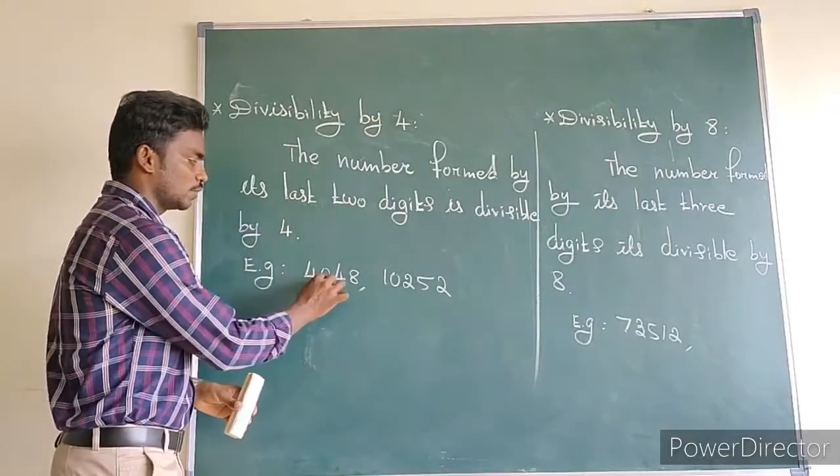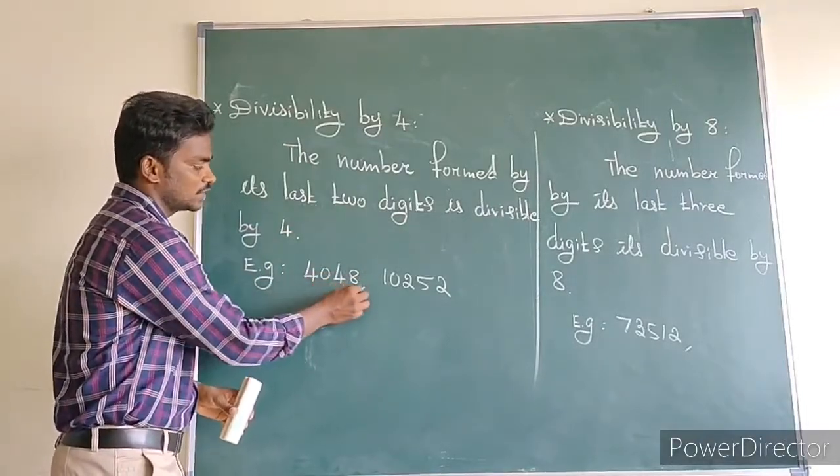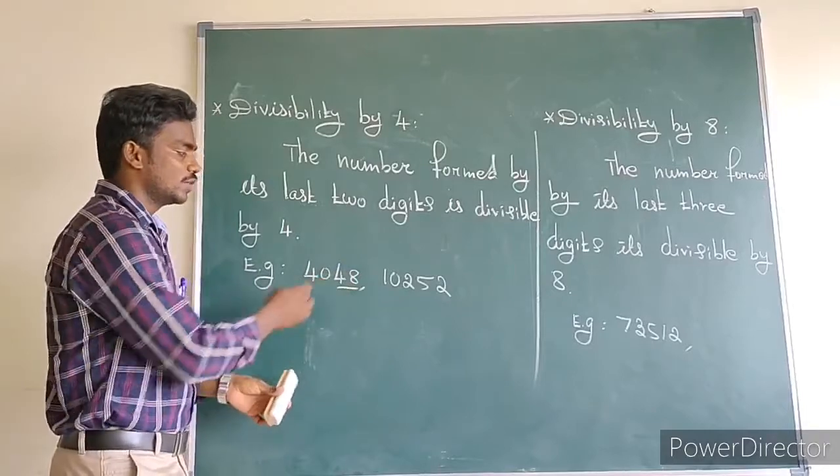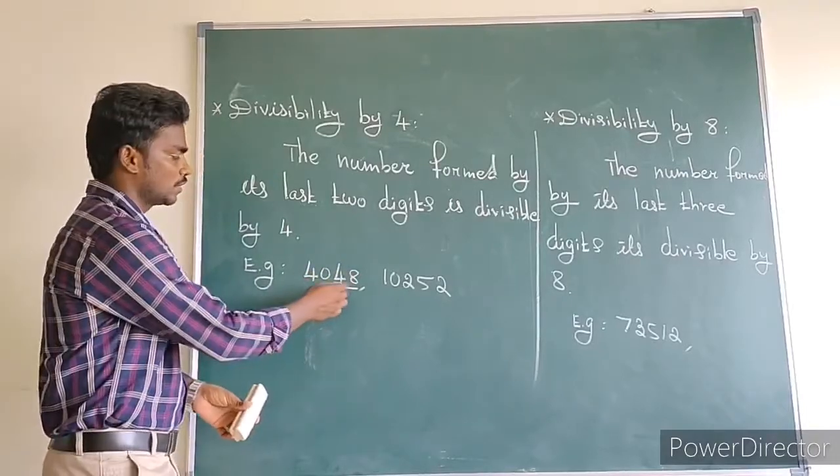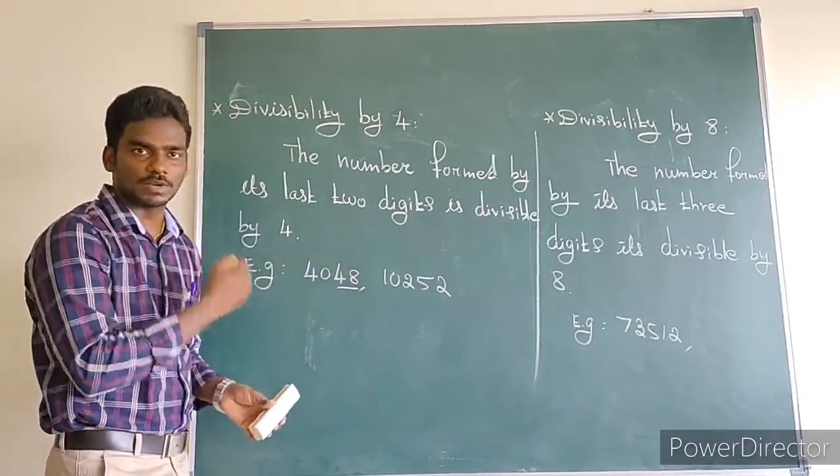So consider this example, 4048. What are the last 2 digits? The last 2 digits are 48. We know 48 is divisible by 4. So the whole number 4048 is also divisible by 4.